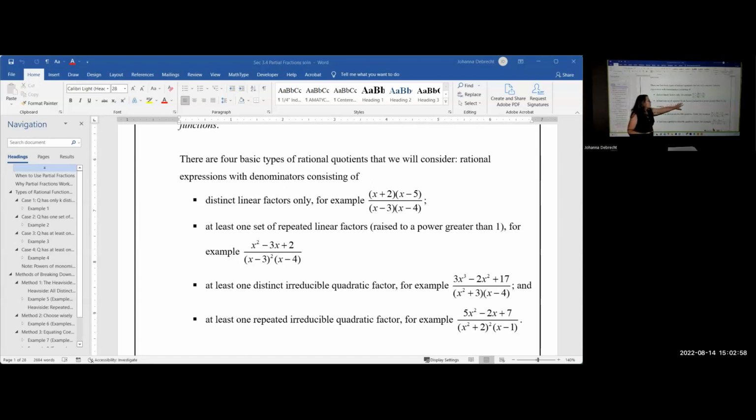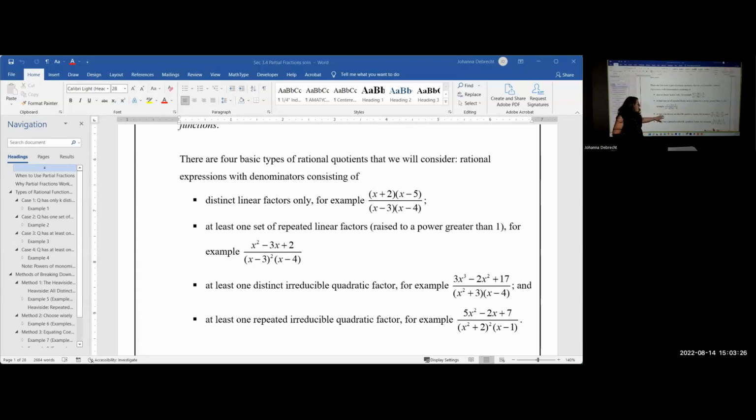Now, what does it mean to have a repeated linear factor? Well, you have a linear factor like x minus 3, but it's raised to a power. In other words, it's there more than one time. In this case, it's there twice. So we have two different types. One, the denominator is all linear factors and none of them repeat. Two, they're all linear factors, but they repeat. At least one of them repeats, is there more than one time.